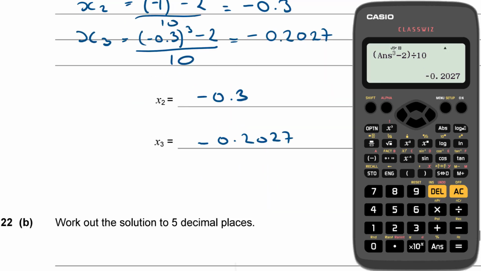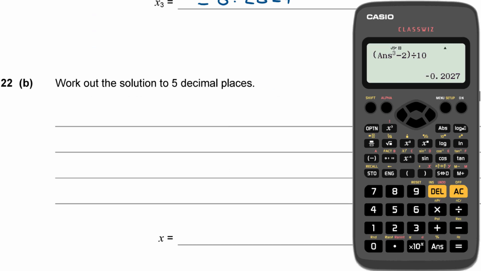So that was my x2 and my x3 value, minus 0.3 and minus 0.2027. And the next part says, work out the solution to 5 decimal places. So I just need to keep generating more and more values, and it should start homing in on the true answer as we move on.